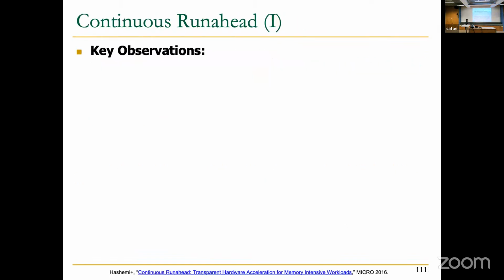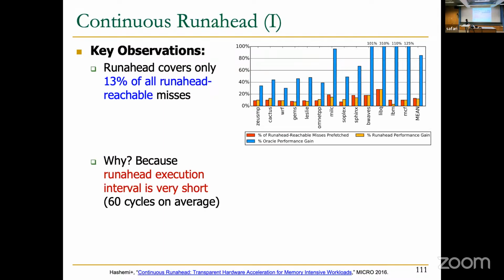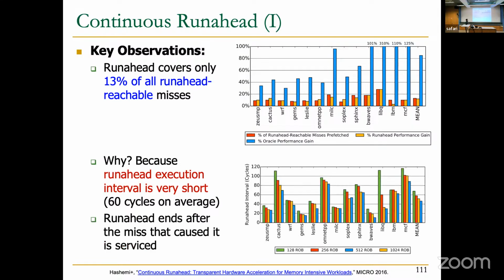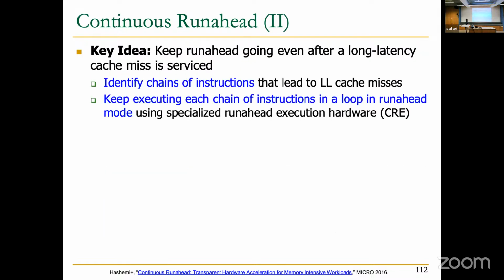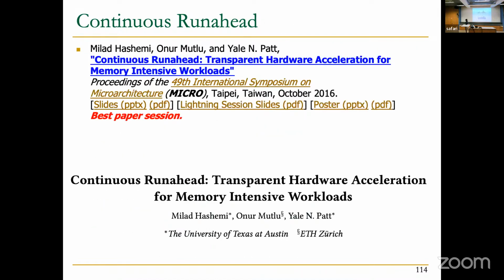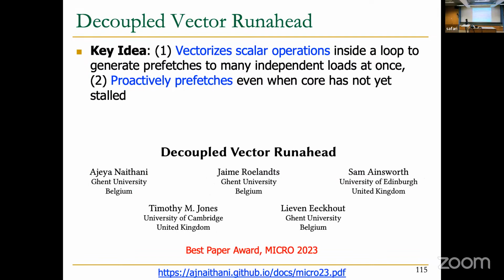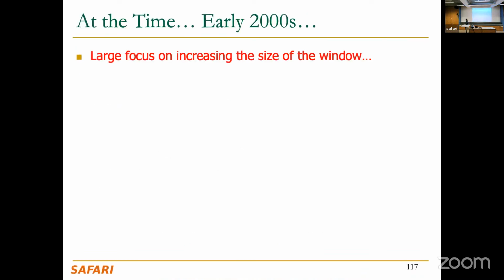There are lots of works that have been done at this scale. This is one other work, continuous run-ahead, that we are going to discuss in next week's seminar course. If you're interested, definitely check out that course. And this is the other work I was talking about, decoupled vector run-ahead. It's 20 years after the original proposal and still getting best paper awards at top conferences. So that gives you some idea.